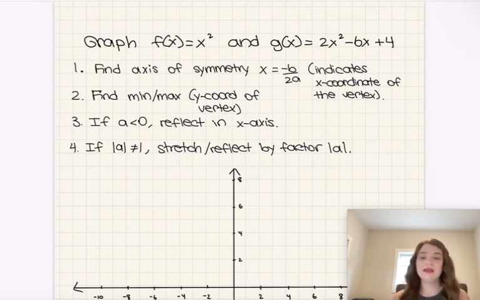There is a way. The first step is to find the axis of symmetry, because keep in mind the axis of symmetry also indicates to us the x-coordinate of the vertex. So once we found the axis of symmetry, we know where the x-coordinate of the vertex is, which is very useful, because after that, we're able to find the minimum or maximum value, which is the y-coordinate of the vertex. And then we use the a value, which is our leading coefficient, 2 in this case, to know whether or not we should reflect in the x-axis, and also whether or not we need to stretch or compress.